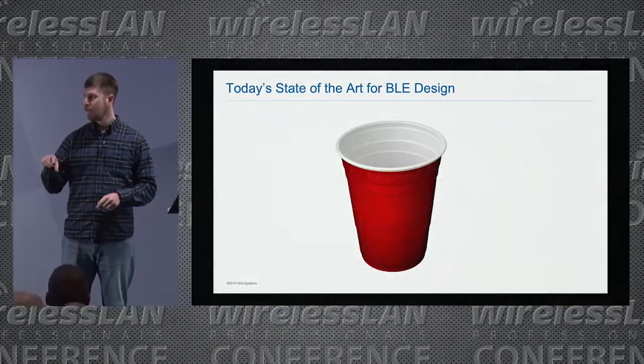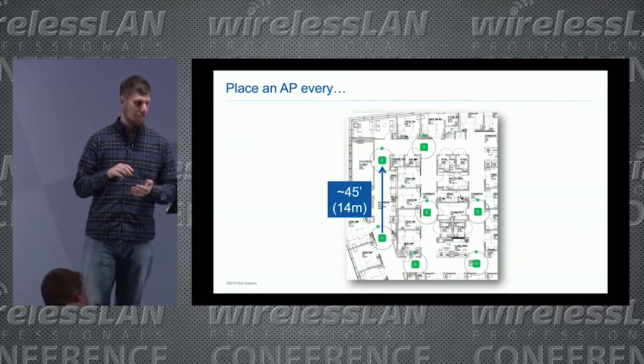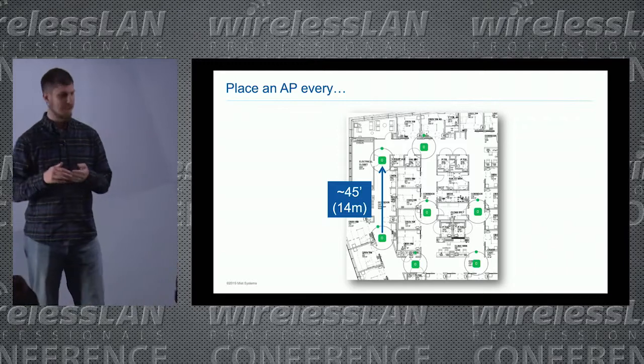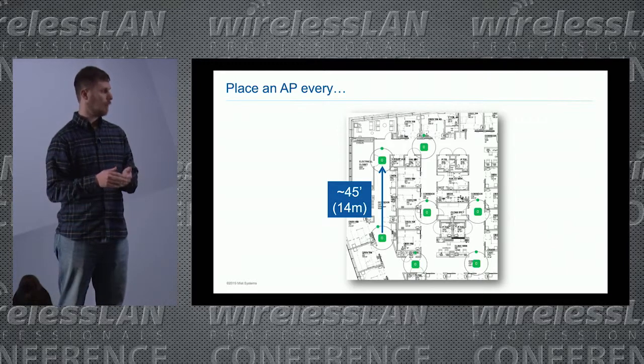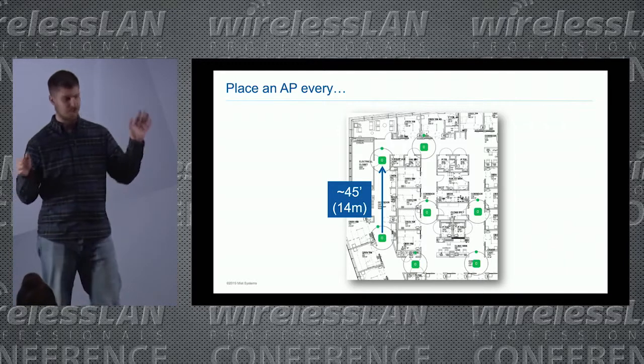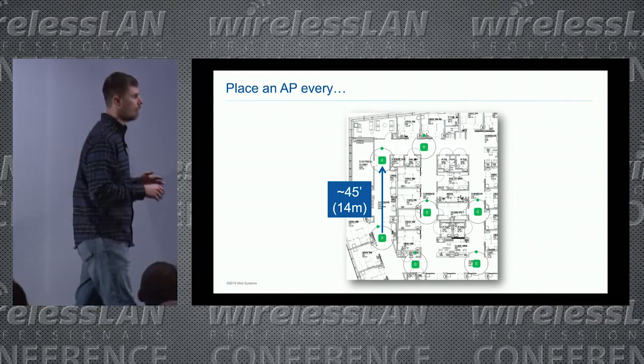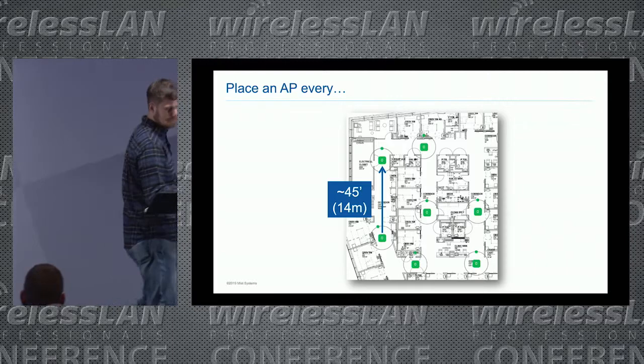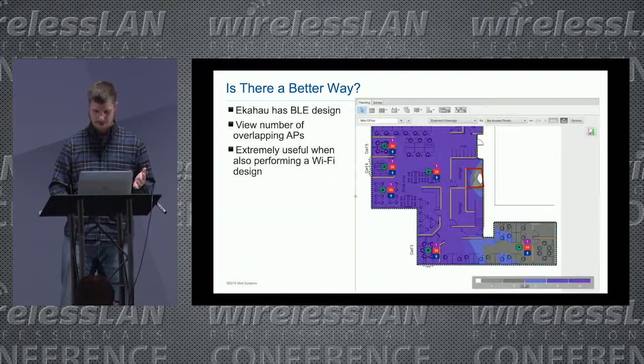So what is today's state of the art? It's basically the recommendation from the vendor to place an AP every X number of feet. Whether it's 45 feet, 30 feet, 50 feet, whatever the recommendation is from the vendor, this is usually what you get. So is there a better way?